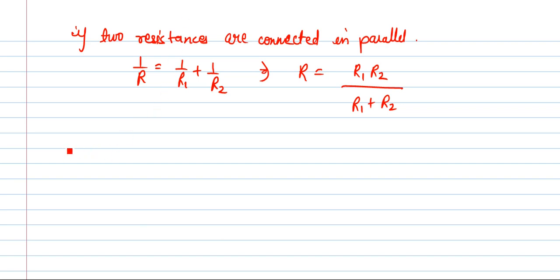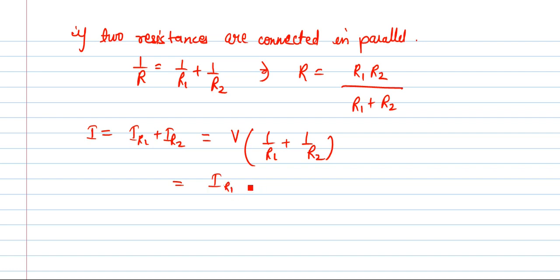Also, if you want to calculate the value of current, here we know that I will be equal to IR1 plus IR2, since two branches are there. So the current will be divided in two parts, IR1 and IR2. So that will be equal to V into 1 upon R1 plus 1 upon R2. Now V is equal to what? IR1 into R1. Here it will be R1 plus R2 upon R1 R2.